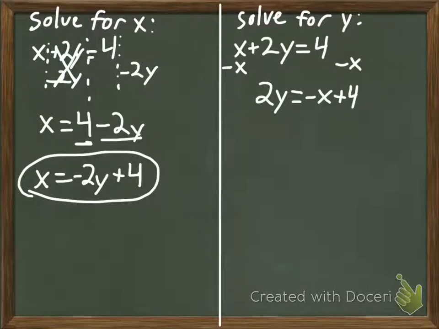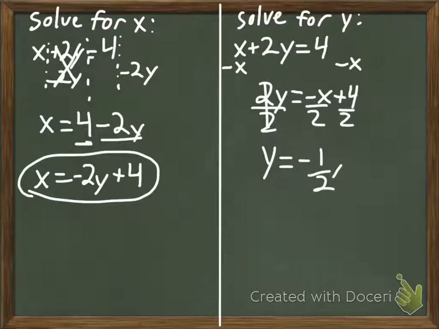Now I have to remove this 2, so to move the 2, I'm going to divide, and there's 2 ways to do this. You can divide everything by 2, or you could divide the whole thing by 2. Either way. So for this one, I'm just going to divide them individually by 2. So I get y equals negative 1 divided by 2x plus 2.